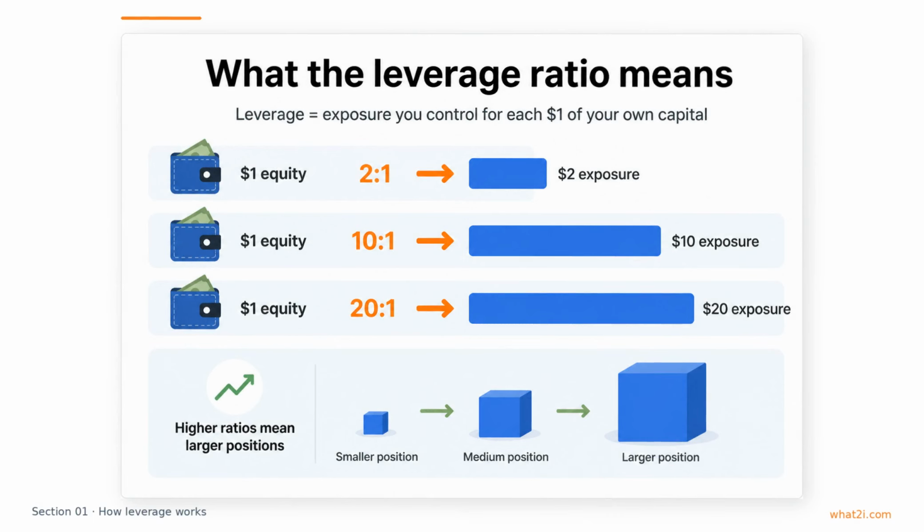The leverage ratio tells you how much market exposure you control for each dollar of your own equity. At 2-to-1 leverage, every $1 of equity supports $2 of exposure. At 10-to-1, $1 supports $10 of exposure, and at 20-to-1, it supports $20. So the higher the ratio, the larger the position you can open with the same account size. That sounds attractive at first, but the ratio does not just describe opportunity. It also tells you how strongly your account will react when the market moves.